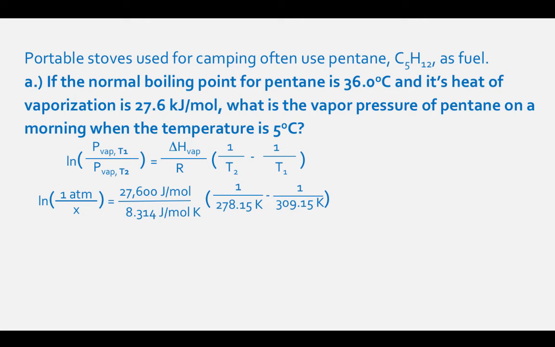27,600 joules per mole divided by 8.314 joules per mole times Kelvin, times 1 divided by 278.15 degrees Kelvin minus 1 divided by 309.15 degrees Kelvin. We can solve for the right side of the equation. First, it is best to handle the temperatures by dealing with each one separately.